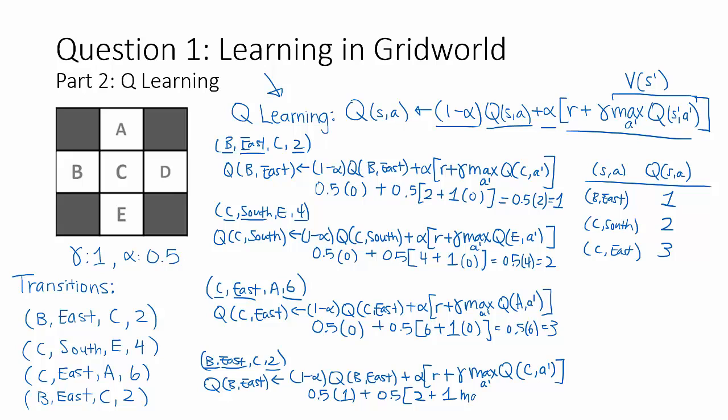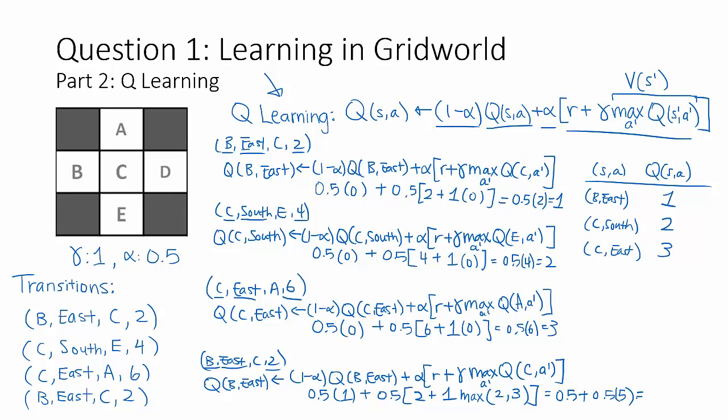That's going to be a max over, let's see what we have. So we have two different positive Q values that start with C. Let's consider them both. So we take the Q value for C South, that's 2, and then the Q value for C East, that's 3. And simplifying this, we get 0.5 plus 0.5 times 2 plus 1 times max of 2 and 3. Max of 2 and 3 is 3, so this evaluates to 5.